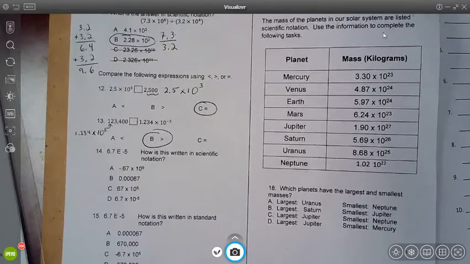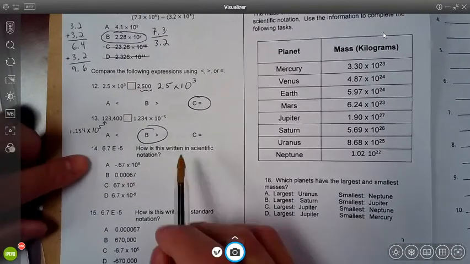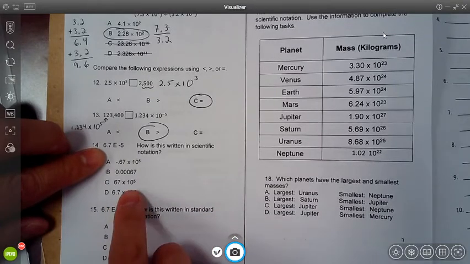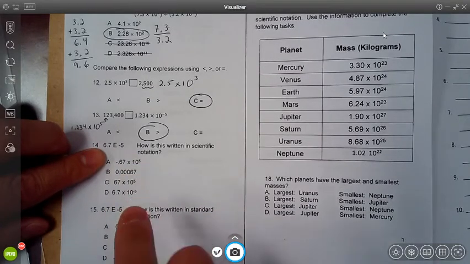Number 14, write this in scientific notation. I need a 6.7. There's my exponent, negative 5. 6.7 times 10 to the negative 5.